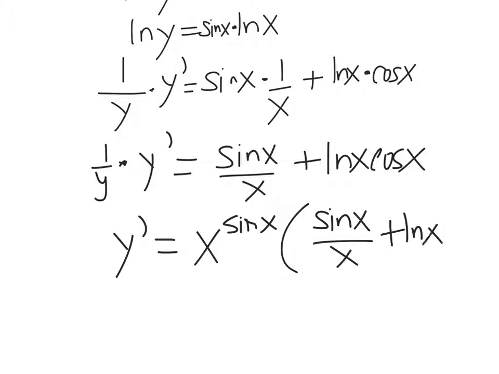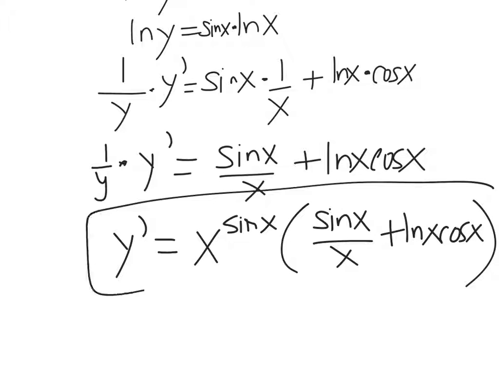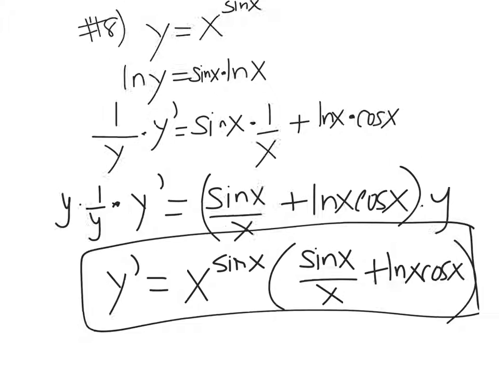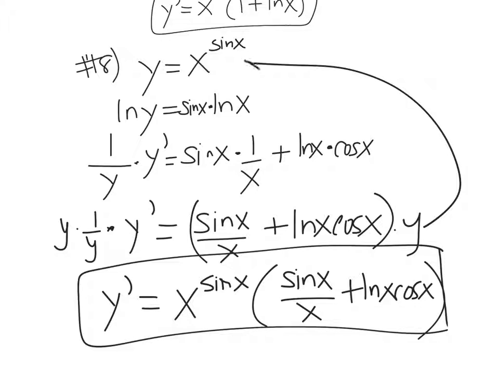They're not too bad, right? It looks worse than what it is. But there'll be at least 1, maybe 2 on your quiz tomorrow. How is that multiplied by 1? Oh, you multiply both sides by y. Right there. And then y is equal to x to the sine x. Yep.